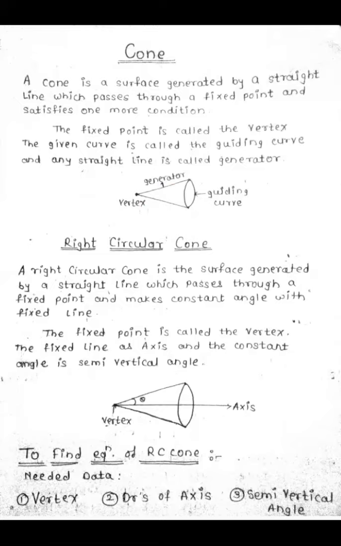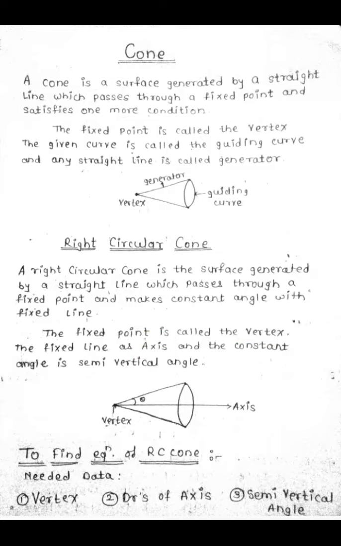Come to the definition of right circular cone. A right circular cone is a surface generated by a straight line which passes through a fixed point and makes a constant angle with a fixed line. The fixed point is called the vertex, this I already told you. The fixed line is called the axis and the constant angle is called the semi-vertical angle.